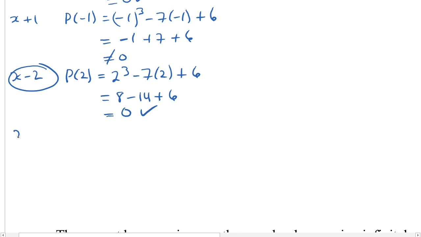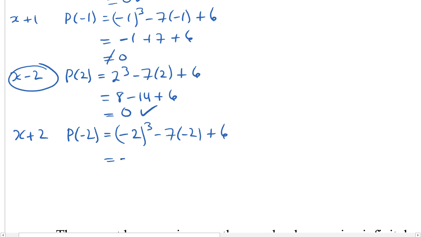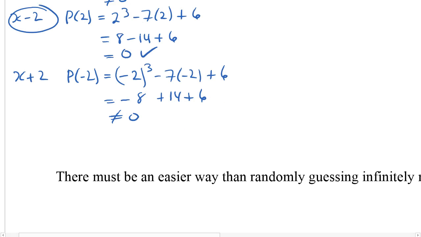Let's go on to x plus 2. Now I get P of minus 2 equals minus 2 cubed minus 7 times minus 2 plus 6. So what do I get here? A minus 8 plus 14 plus 6. No, that one is definitely not 0. Well, what about x minus 3?